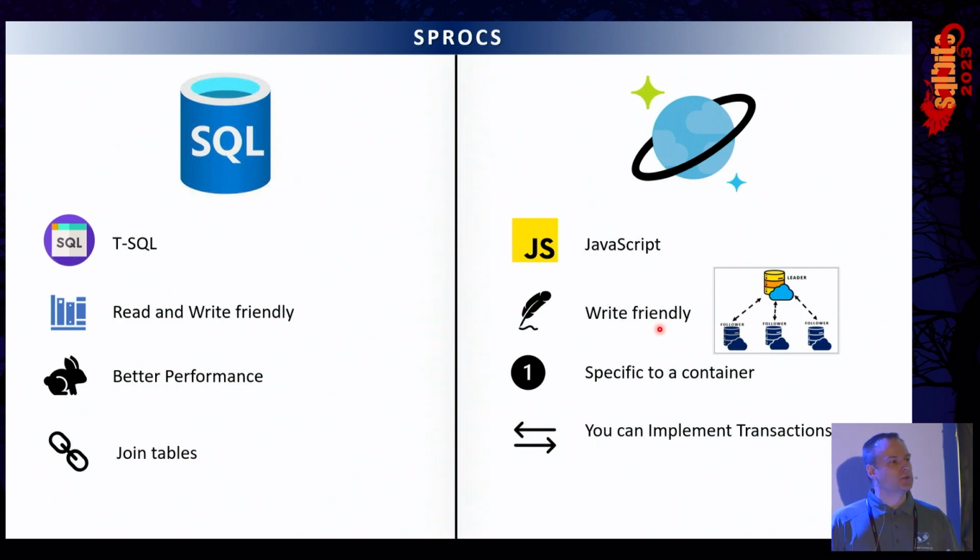And every stored procedure is specific to a container. That means you cannot join to other containers. It has to run only in that specific container you created it for. You can actually implement transactions by using stored procedures in Cosmos DB.